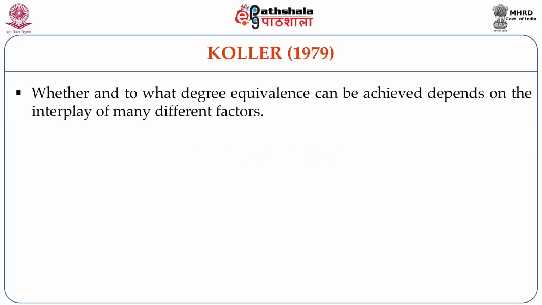Then KOLLER. Whether and to what degree equivalence can be achieved depends on the interplay of many different factors. In an attempt to systematize all these factors, a small number of different equivalence frameworks have been proposed by German scholar Werner KOLLER in his introduction into the science of translation, which was published in 1979, who identifies the 5 most important ones as follows.